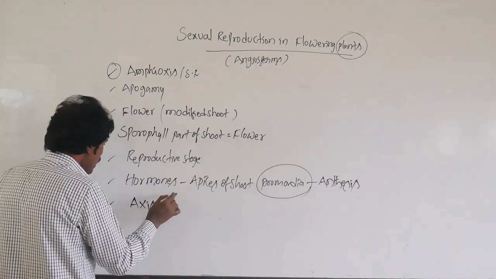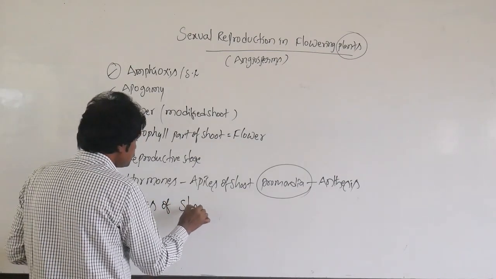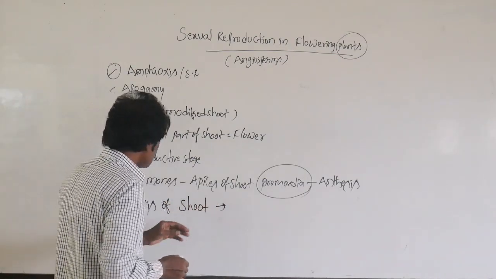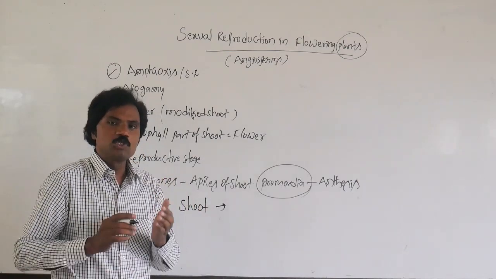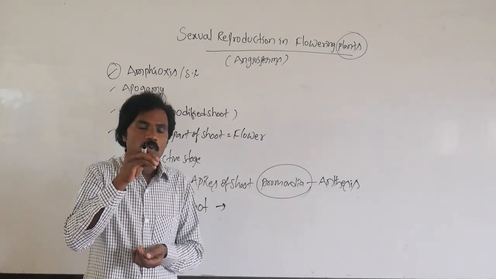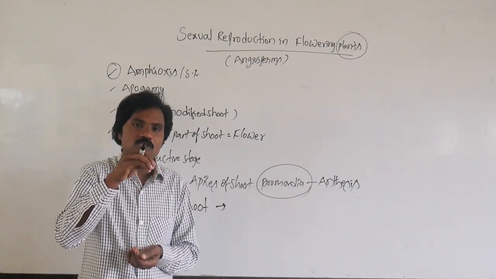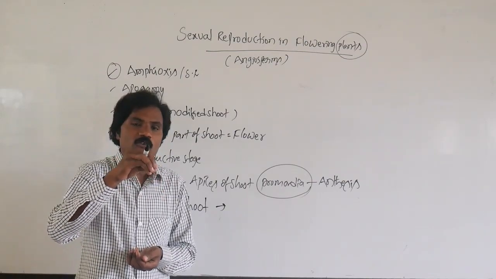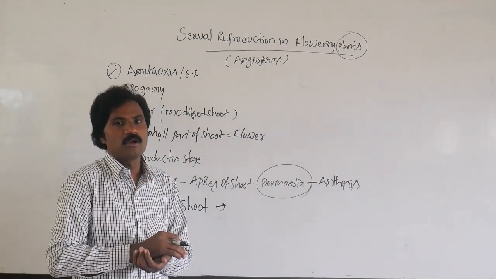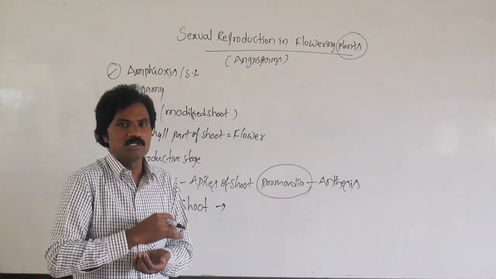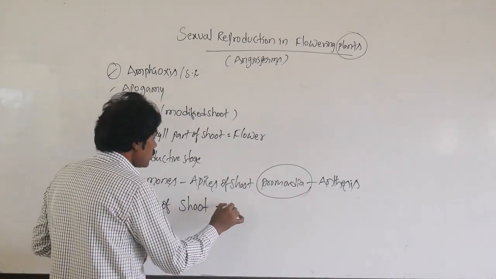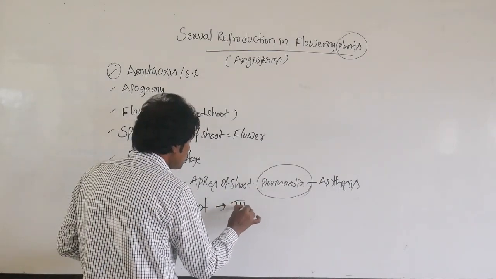The axis of the shoot. That means the axis of the shoot, the part where the floral parts begin. We call it the thalamus.